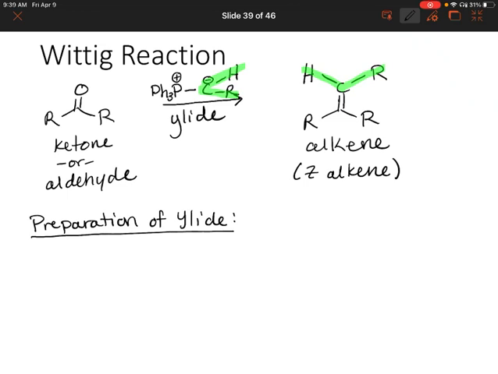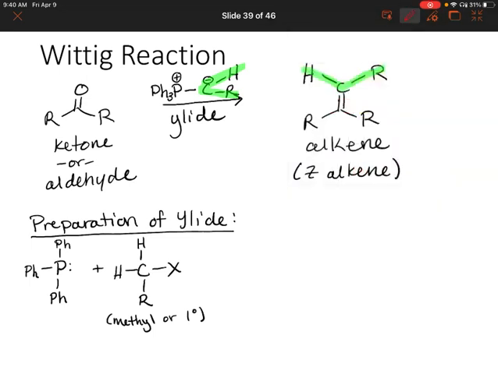So the first thing you start with is phosphorus bonded to 3 phenyl groups. And you also have an alkyl halide. Now, this alkyl halide will be a methyl alkyl halide or a primary alkyl halide, so it should be a pretty simple alkyl halide.